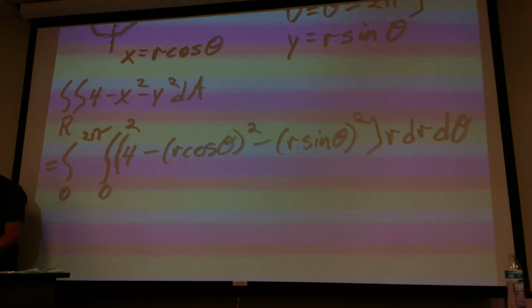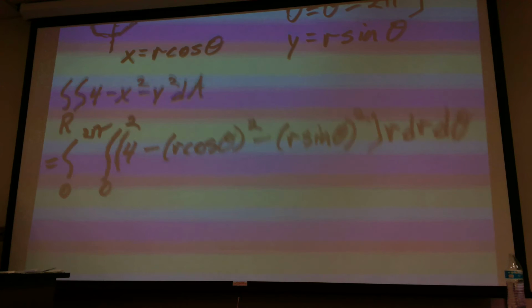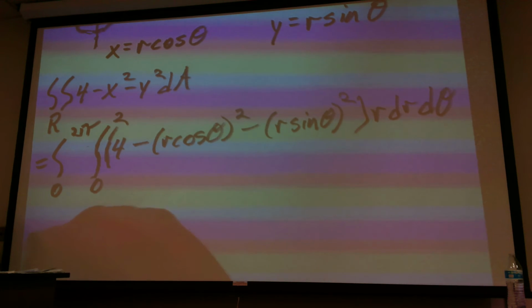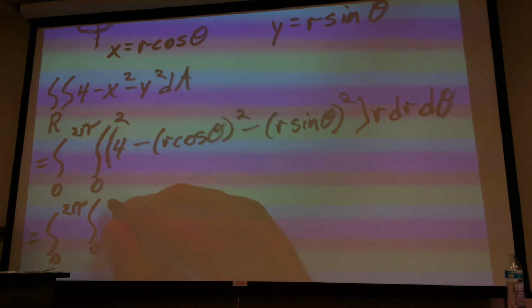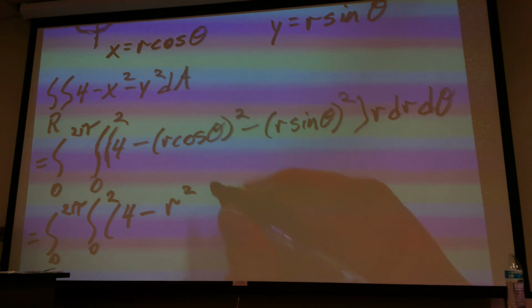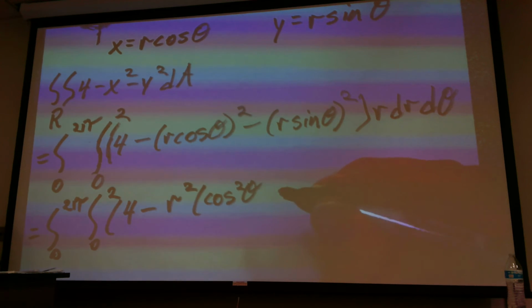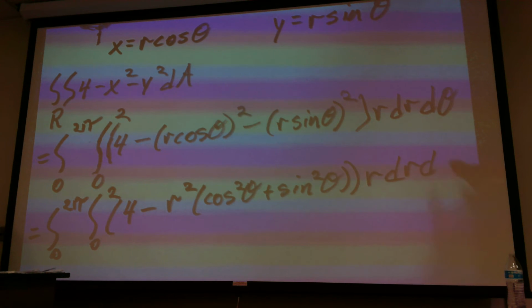Okay. So, how can I simplify this thing? Okay, now both of these have an r squared on them. So we write this, the integral from 0 to 2 pi, the integral from 0 to 2. Alright, so that's 4 minus r squared times cosine squared theta plus sine squared theta, and r dr d theta.